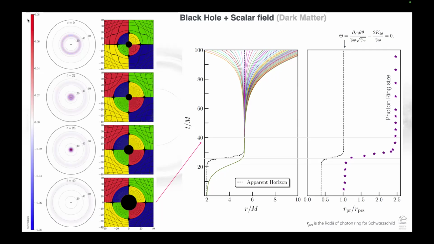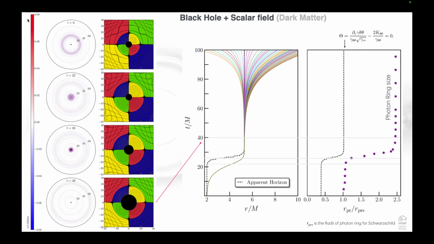Then this is the evolution of the black hole. Now, we can measure the size of the photon ring, that is this one, and we can also track it during the evolution. This is the size of the apparent horizon, and this is the size of the photon ring. Basically they are correlated: as we increase the size of the apparent horizon, the photon ring size also increases, linearly in this case, because this is a non-rotating black hole.